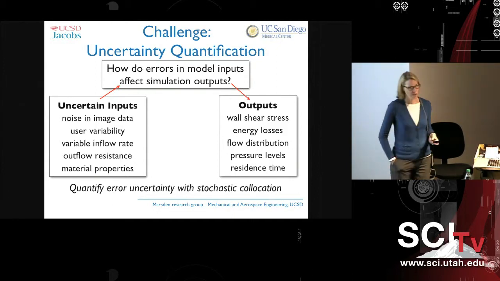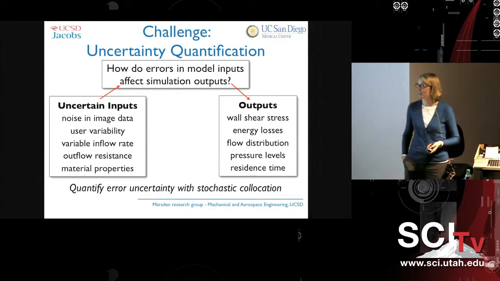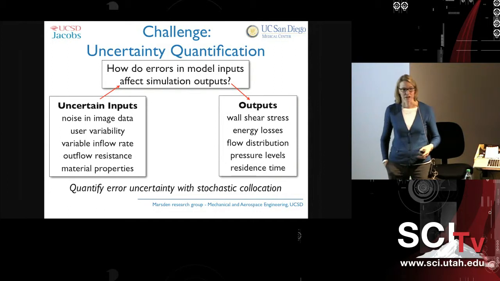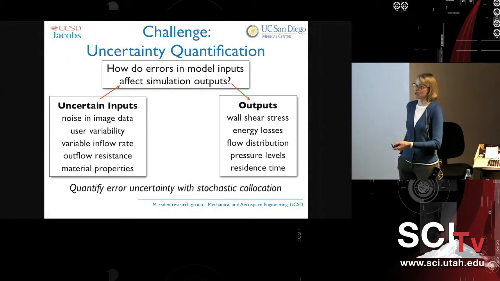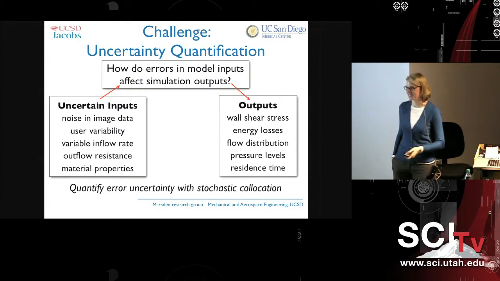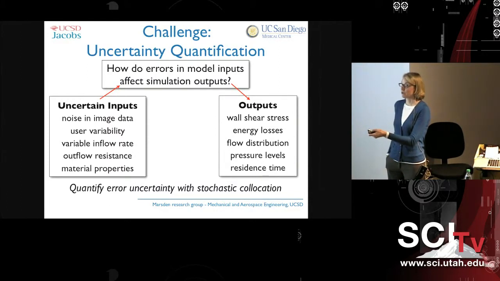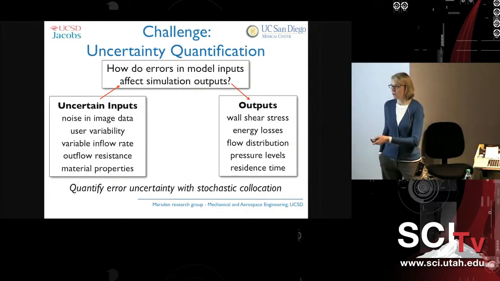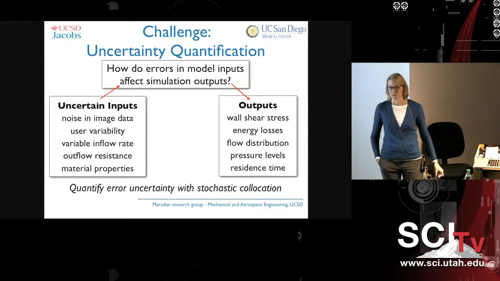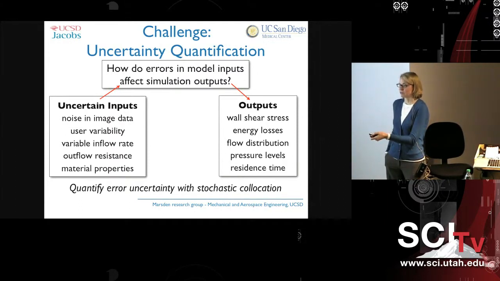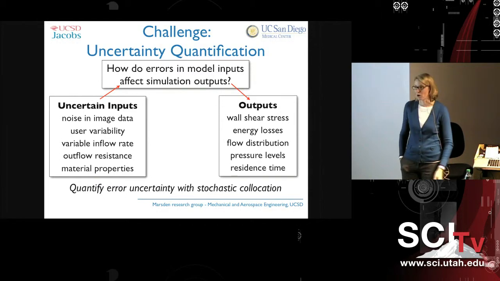Another major challenge we've been looking at is that of uncertainty quantification. And so we'd like to know how some of the errors in the inputs to our models propagate into the outputs. There are many sources of uncertainty that go into these models. A few of them: we have noise in the image data. We might have user variability depending on who's constructing the model. We might have variable inflow rates. If you measure the patient on a different day, you're going to get a slightly different value. The outflow resistances, the material properties, all of these things have uncertainty.